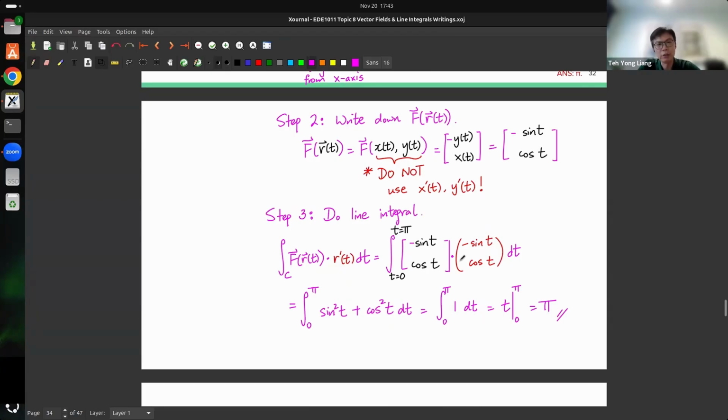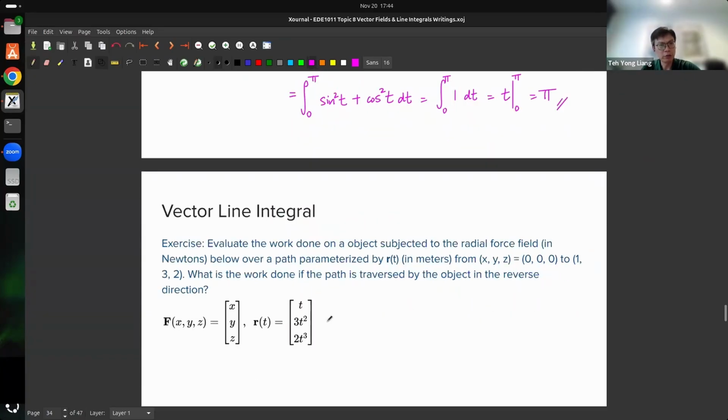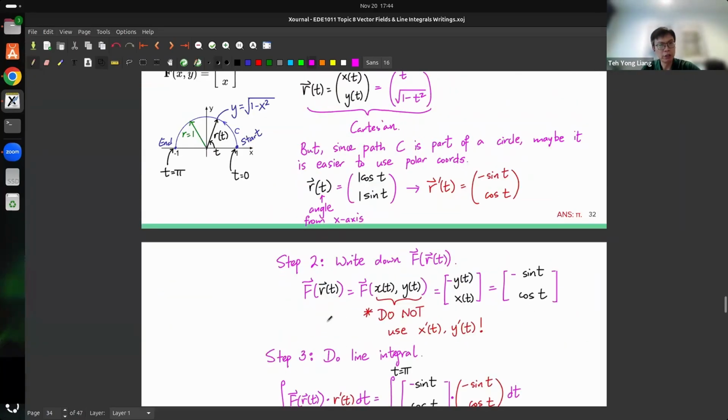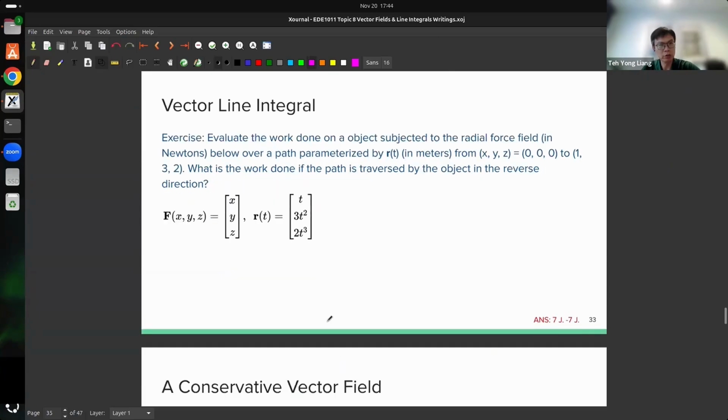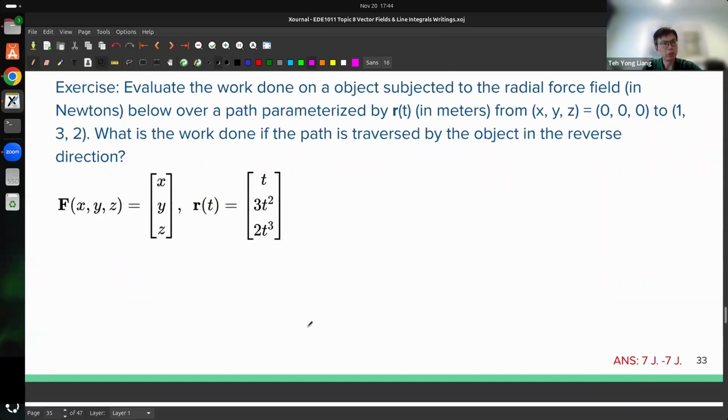Then that's it. In many cases, some students just do it in one step, they straight away write this. That can also be done. If you know what you're doing, you don't need to write 3 steps. The 3 steps are, of course, for clearer presentation. But if you know what to do, you can just do the integral straight away. So that will be for this line integral.